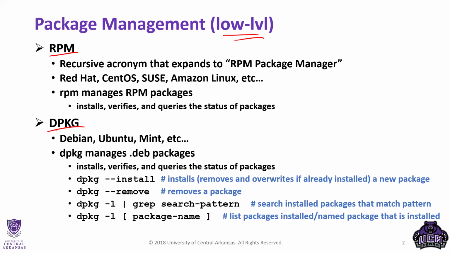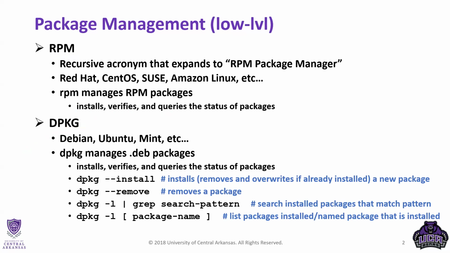But before we get into all of that, you can see under this low level, we have two different methods, RPM and DPKG. We'll be covering DPKG because that is for Debian, Ubuntu, anything that is Debian based. It uses this DPKG command right here, and it manages the .deb packages. But there are two major distributions out there, Red Hat and Debian. Red Hat uses RPMs instead of the .deb packages. Once you learn one, it's pretty easy to pick up. The concepts are all the same, but the commands are all different. You can see right here, both of them install, verify, and query the status of packages.